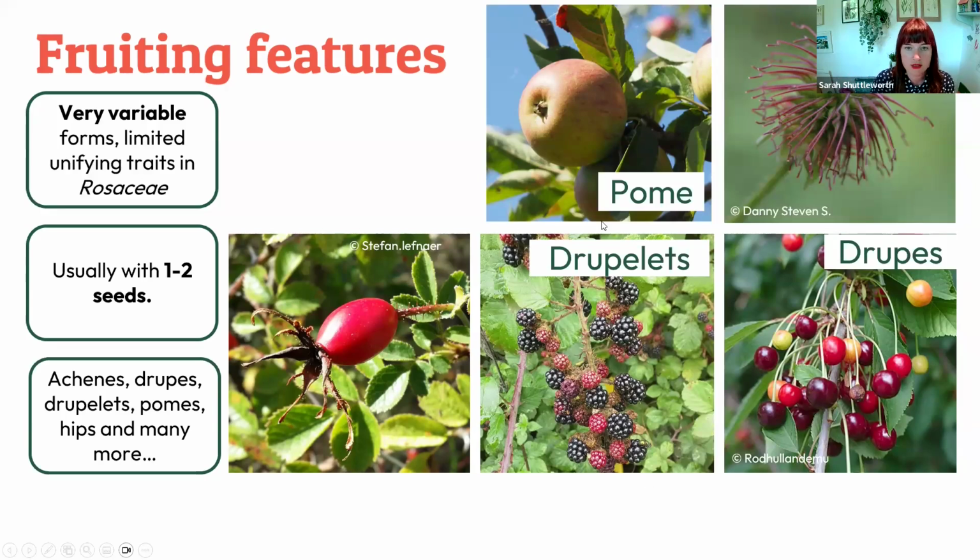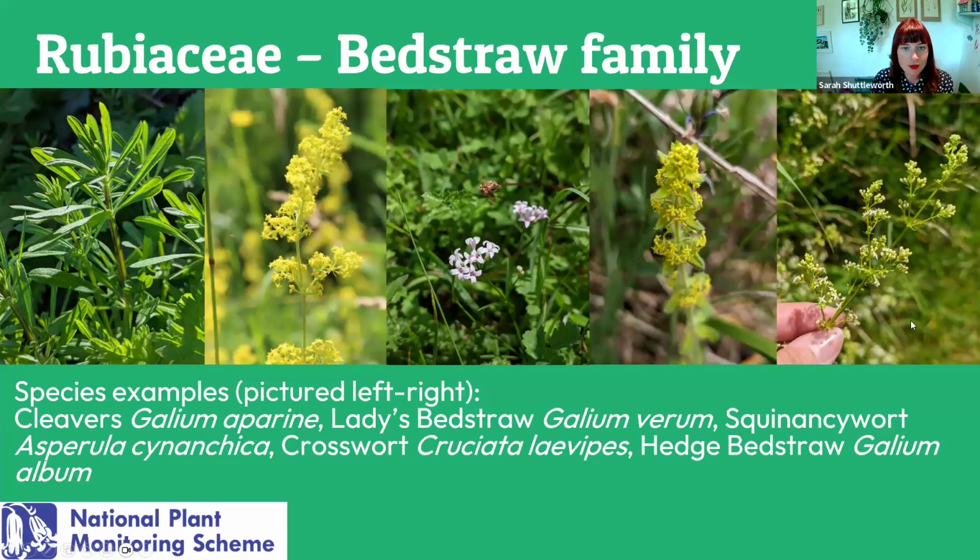A pome, which is an apple, and you can see there the calyx where it was, and we've got the classic rose hip. So you can see, the calyx and the epicalyx are just at the top of where that fruiting area has formed. So moving on now to the last family we're going to cover today.